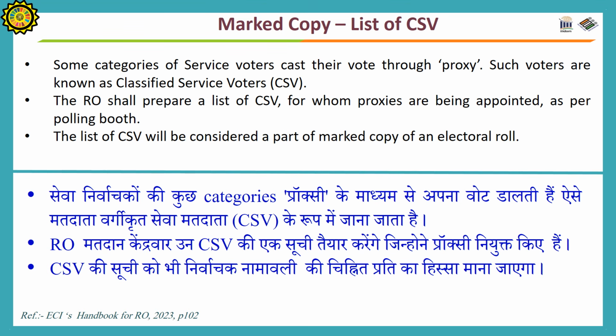List of CSV. Some categories of service voters cast their vote through proxies. Such voters are known as classified service voters. The returning officer shall prepare a list of classified service voters for whom proxies are appointed, as per the polling booth. The list of CSVs will be considered as a part of marked copy of an electoral roll.